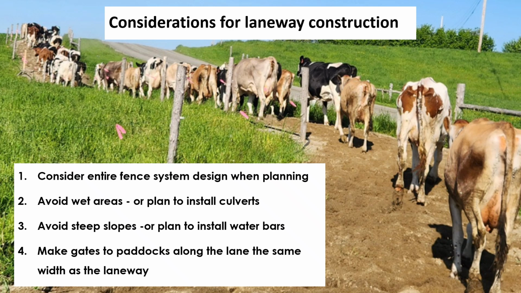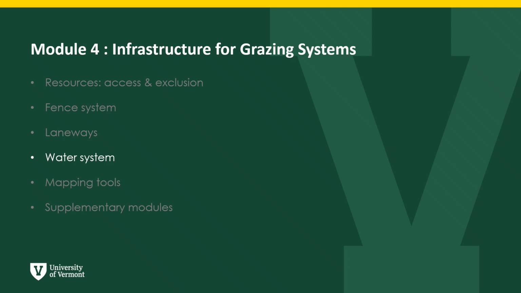Avoid wet areas and steep slopes unless there is a plan to address those areas with additional infrastructure. Making gates to paddocks along the lane the same width as the alley will make for a more user-friendly experience. If you are working with a producer to plan for a new grazing infrastructure installment, considering water access and planning for livestock water system is of equal importance for production animals.